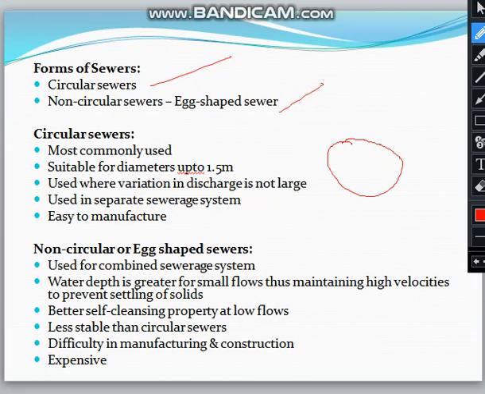I told you that a sewer is nothing but a pipe or conduit which carries sewage. The circular sewer is the most commonly used, suitable for diameters up to 1.5 meters. When variation in discharge is not large, that means there is uniform flow, then circular sewers are used because the cross section itself is uniform. It is used in the separate sewerage system. I told you there are three types of system: combined system, separate system, and partially separate system. Another advantage is that it is easy to manufacture. So this is all about the circular sewer.